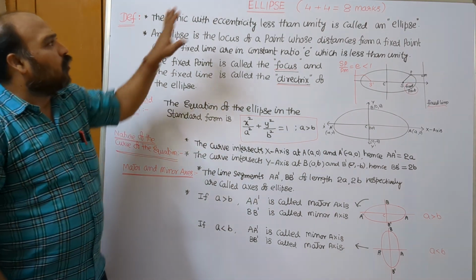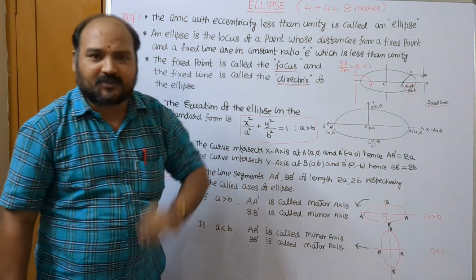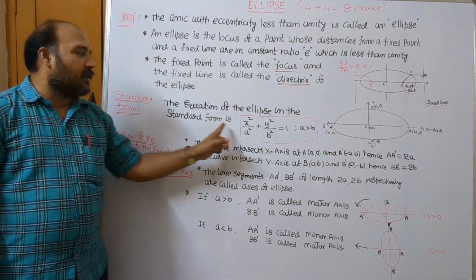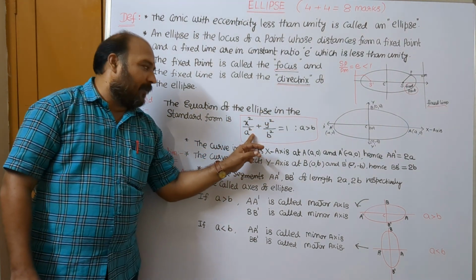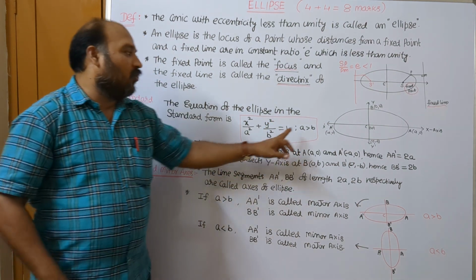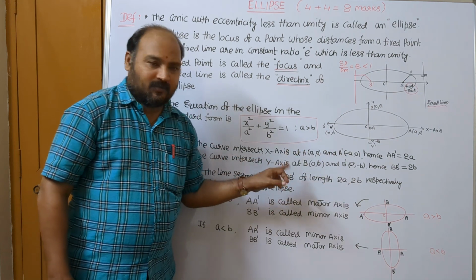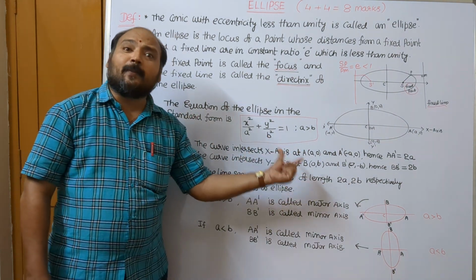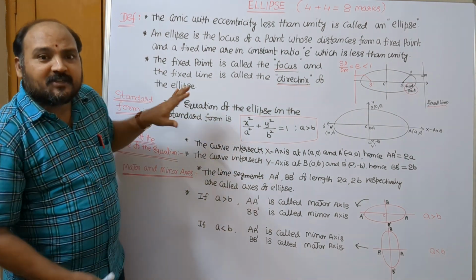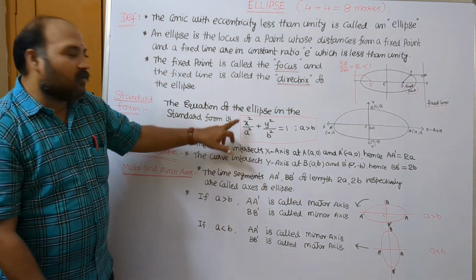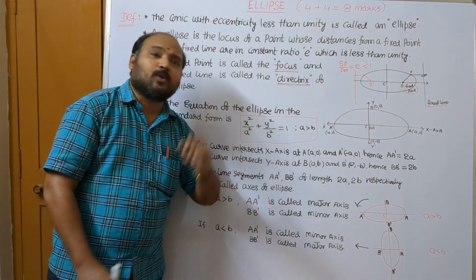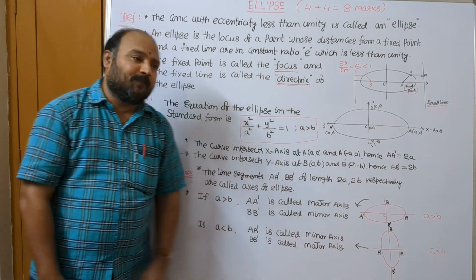Now come to the standard equation of the ellipse. The equation of the ellipse in the standard form is x square by a square plus y square by b square equal to 1, when a is greater than b. Then this equation is called an ellipse in the standard form, where a is greater than b.